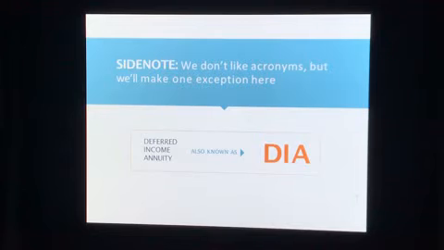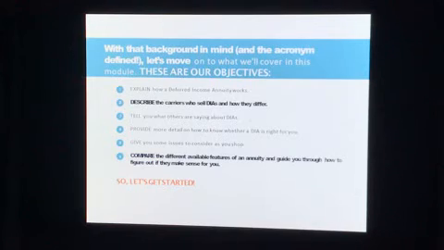We will not like acronyms, but we will make one exception. Deferred income annuity, we call it a DIA. For our next calculation, we will use DIA as a short form of deferred income annuity. So first of all, we must keep in mind the background of deferred income annuity.